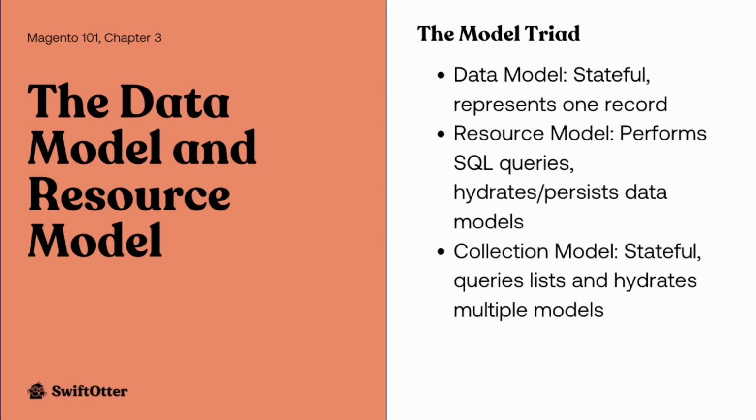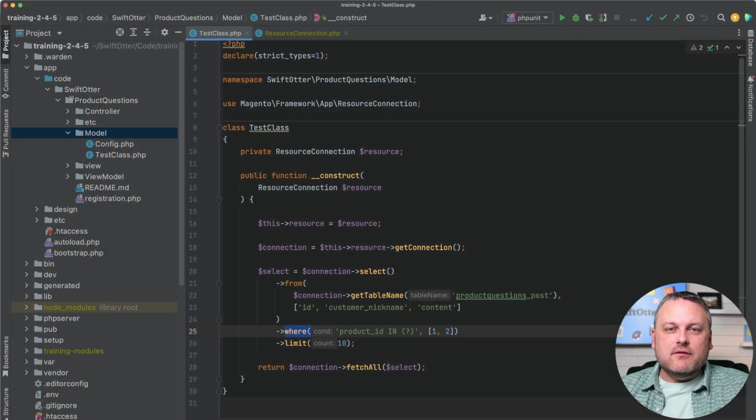And then we have the collection model, which is kind of a hybrid. A collection model represents a whole list of records, and like the resource model, it's responsible for issuing the actual SQL queries to load data, and then it's going to hydrate multiple instances of the data model to return that as the result of a query for multiple records.